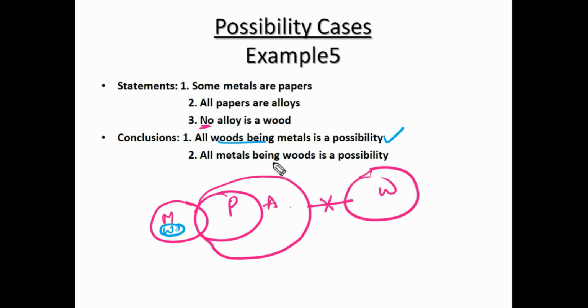Next, all metals being wood is a possibility. Now see, complete wood we can draw inside metal. That is okay. Can you draw complete metal inside wood? If you draw in that way, metal is already having intersection with alloy, so alloy will intersect with the wood, which is a violation of the given statement. So this will be violated. So that's why it is not a possibility, right? So here the answer is only conclusion one follows, but two does not follow, right?